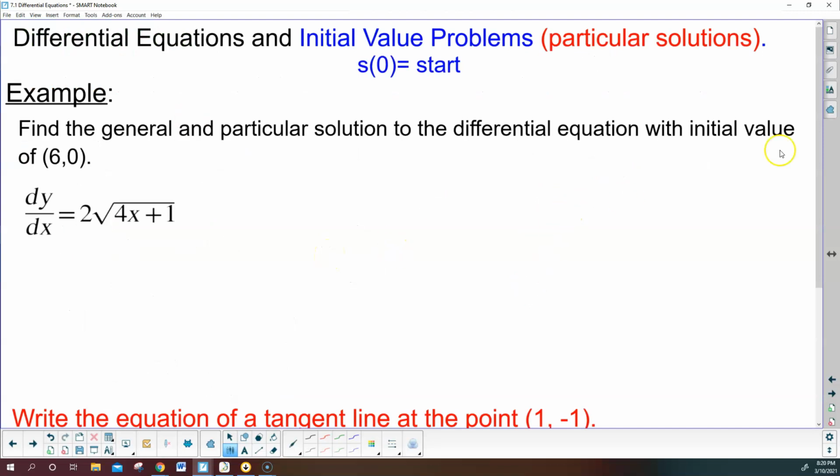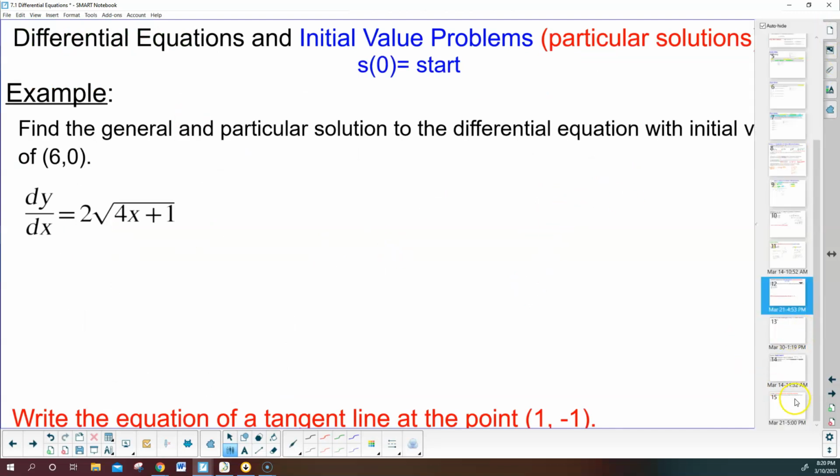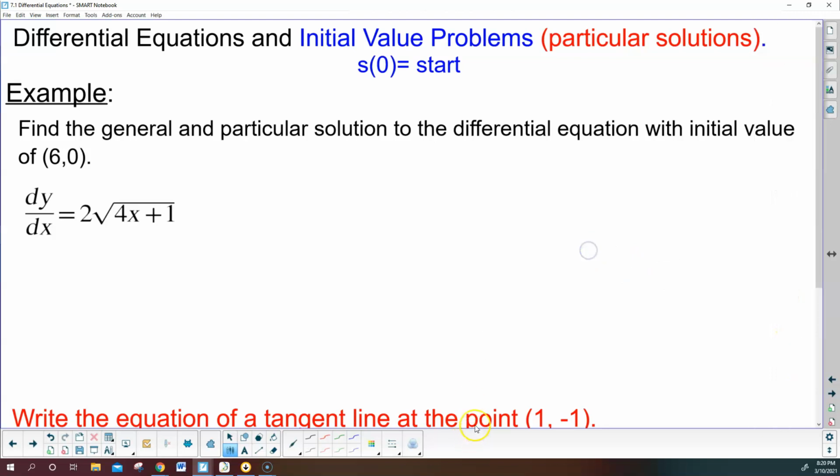I'm comfortable with that. On the next part, I think I've got a couple of these problems here, is to use the initial value, or this is your particular solution. So you're finding an exact answer, and the key is what is the given initial condition. So notice dy dx, it's almost the same thing that we had before, but now find the general and the particular solution. So they want me to find both to the differential equation with the initial value of 6, 0. Remember, that's x, y. That's an ordered pair. So what am I going to do? Well, I'm going to move the dx over to the other side first.